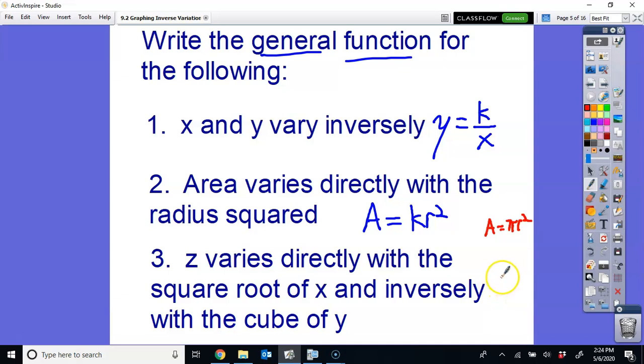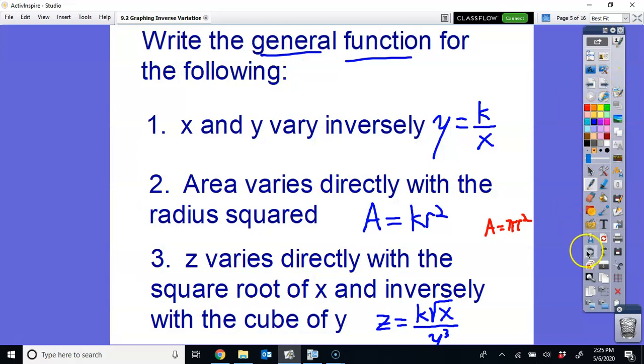So when you combine two variations, like in number 3, z varies directly with the square root of x and inversely with the cube of y, you would have z equals k times the square root of x over y cubed. In other words, z varies directly with the square root, so k times the square root, and inversely with the cube of y, so k over the y cubed. And that's combining the two variations together.